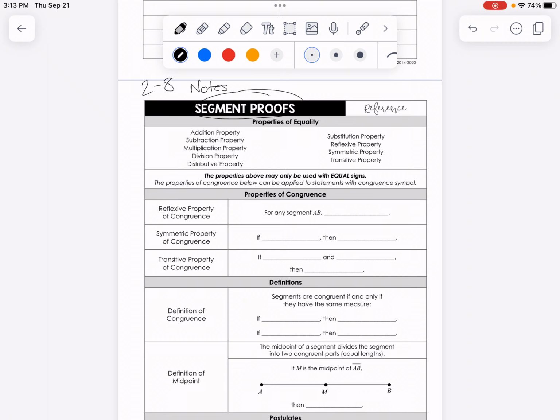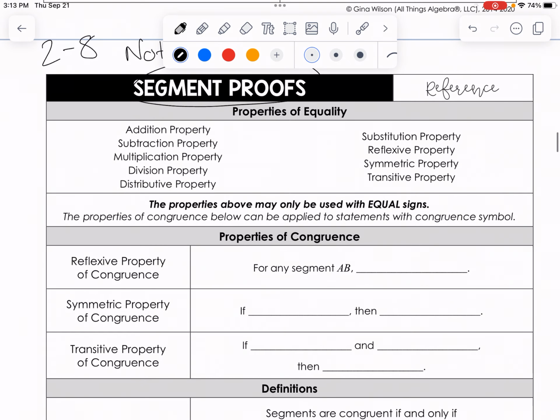Now, in addition to the notes that you have, you're going to use a couple of pages, I think potentially 2 to 3 pages here, and then the assignment. You should also have a half sheet. This half sheet will be a part of one section of our notes, so just make sure you have that. Okay, so before we get to proofs, let's get started here on segment proofs.